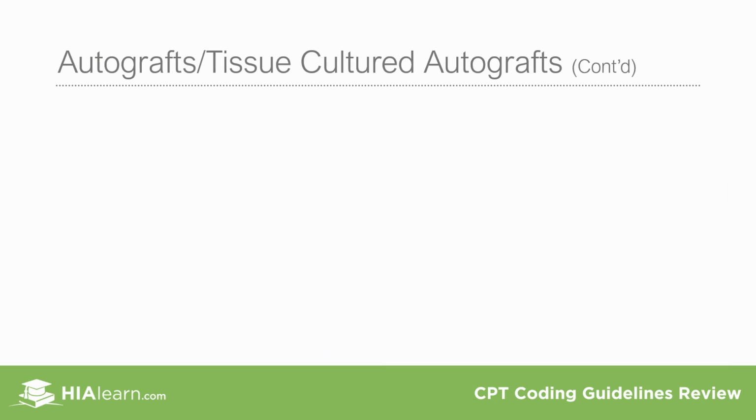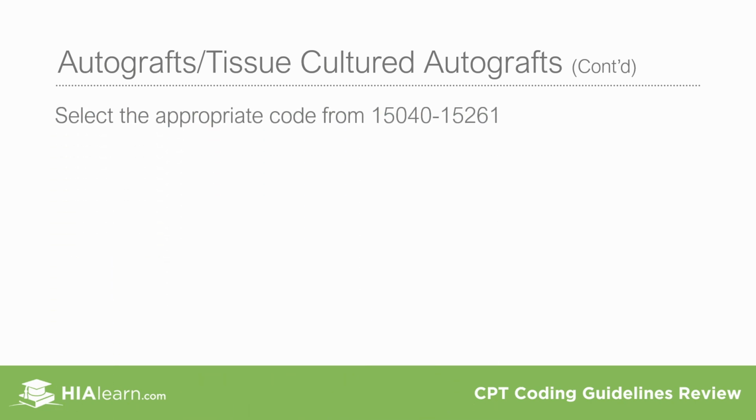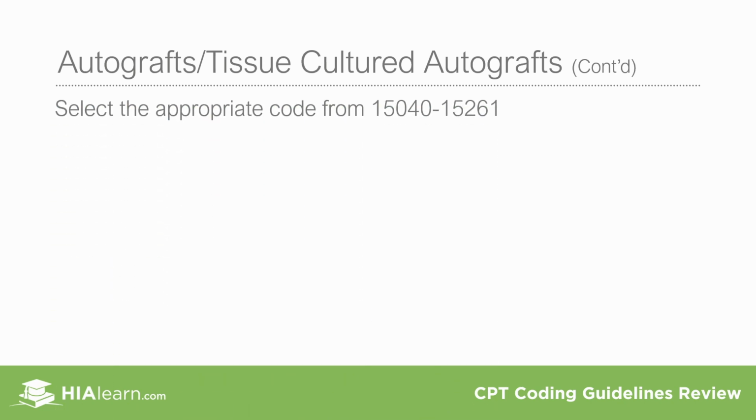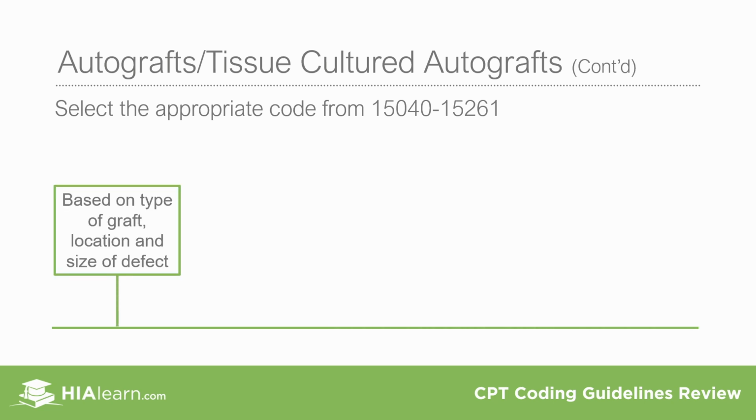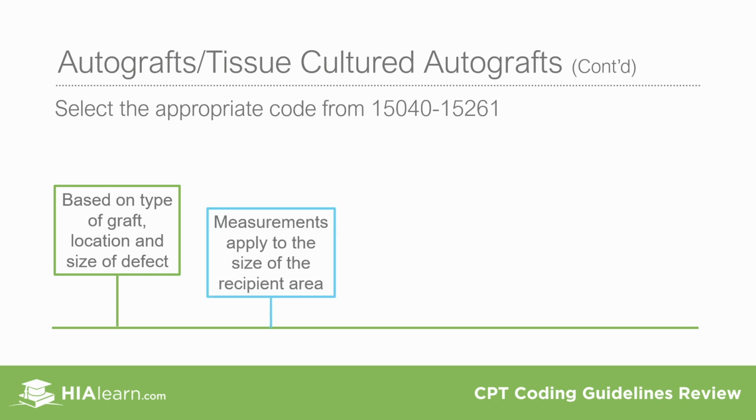When coding for the application of autografts, including tissue-cultured autografts other than skin cell suspension autografts, select the appropriate code from the range of 15040 to 15261. Codes are assigned based on the type of graft and the location and size of the defect. Measurements used for selecting codes apply to the size of the recipient area.